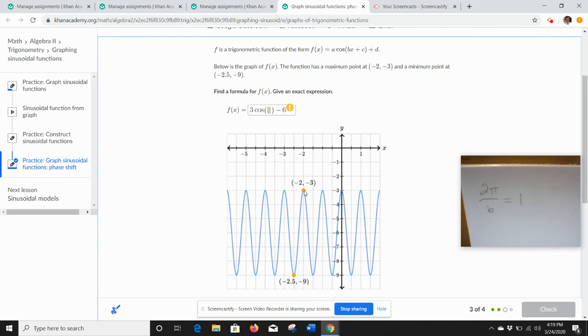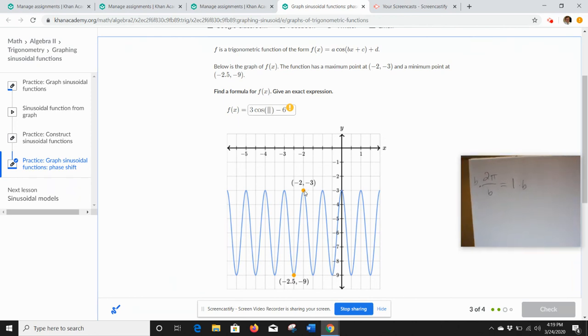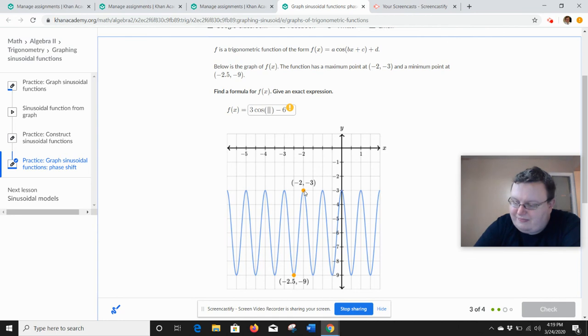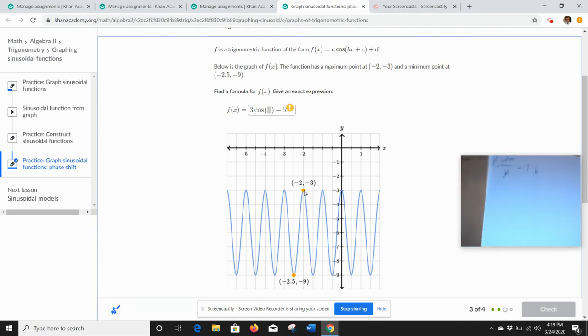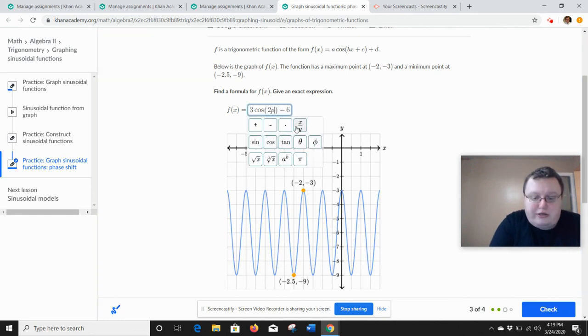But it's pretty obvious here. You might not even have to really do this, but if you multiply both sides by b, I get 2 pi equals b, because the b's will cancel out, and I'll get 2 pi equals 1 times b, which is just b. So b is equal to 2 pi. So I'm going to put that in there. That's the next thing to put in here. I'm going to put 2, and you can type pi for pi, and it'll transform it to pi for you.